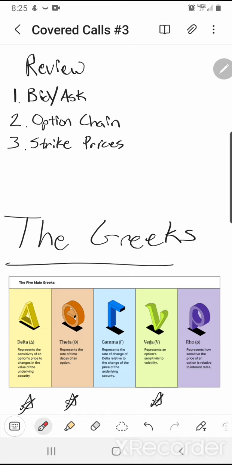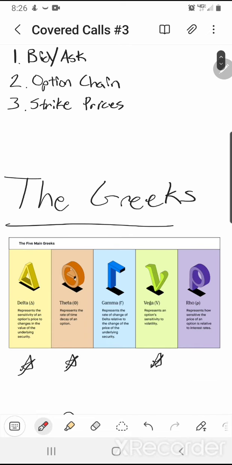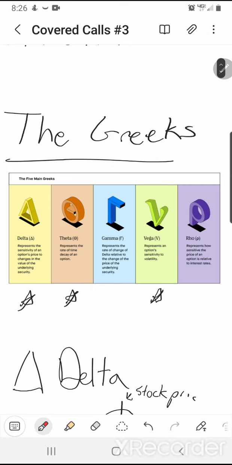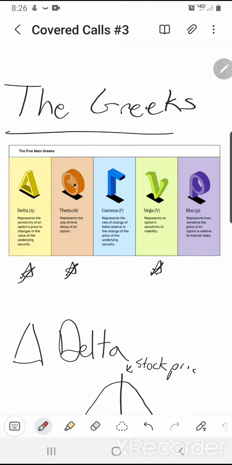Delta represents sensitivity to an option's price. Theta represents the passage of time, the time decay of an option. Gamma is the rate of change of delta. Vega is sensitivity to volatility, and rho is sensitivity to interest rates. Now, of these, delta, theta, and vega are the most important. By rank of importance is delta, vega, and then theta.